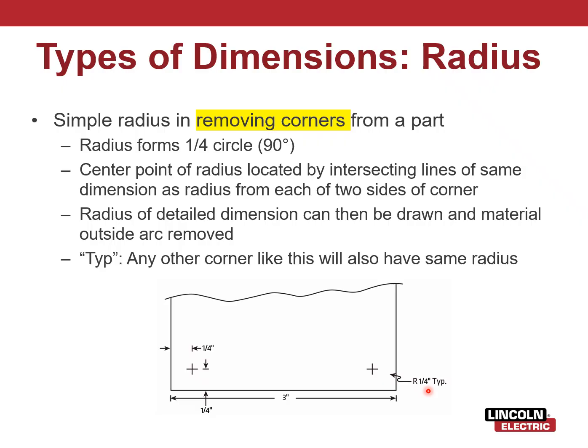That way we don't have to have this 1/4 inch and the radius, and then 1/4 inch and the radius. This is one of the ways you can tidy up and have less information on a print. So when you see that typical, any other corner like this will also have the same radius. And again, we're going 1/4 inch, which means we're going to have a 1/4 inch radius.